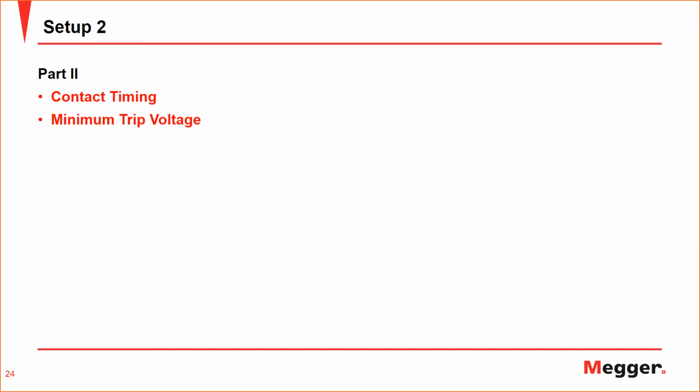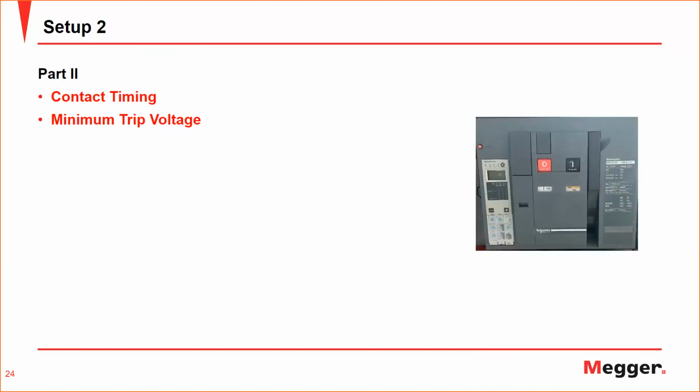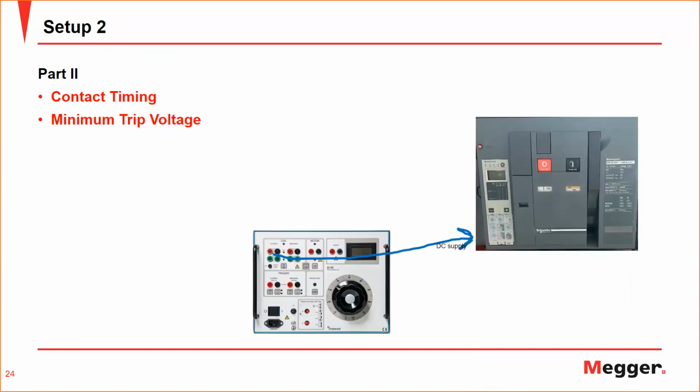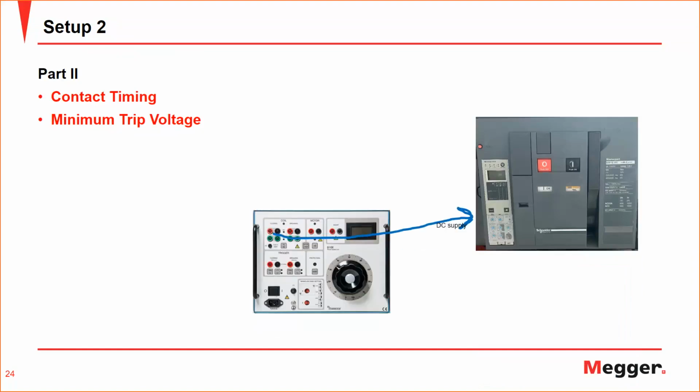So I will be using the same breaker as I have before. And this breaker, in order to operate it, I have to give the close and open coil a DC supply. So I'm using the B10E, our accessory, as a power supply for circuit breaker testing.